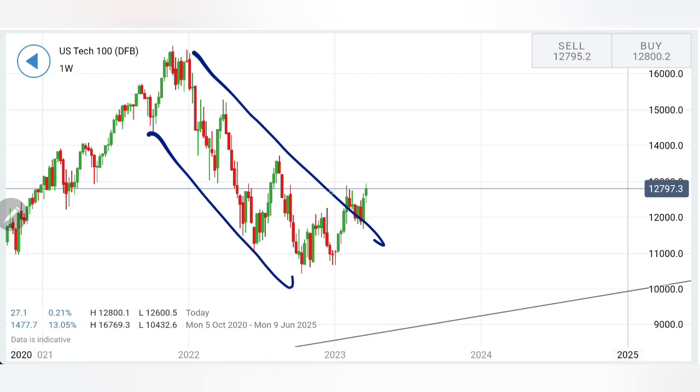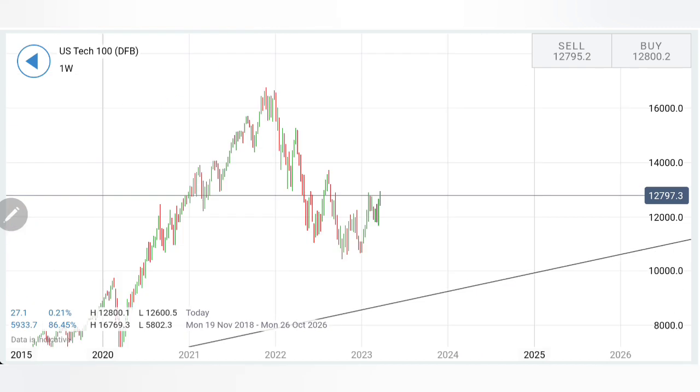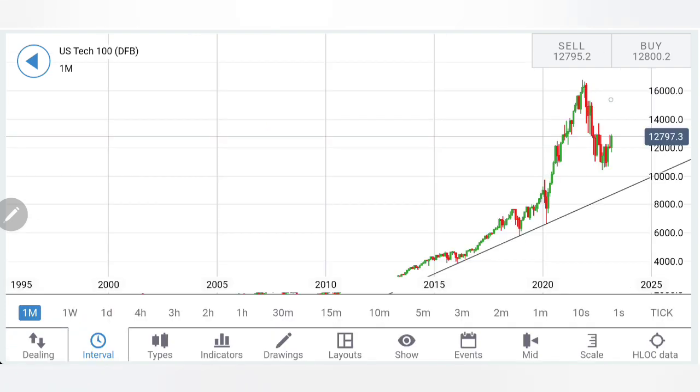Now look at the daily charts. This was the bearish channel. This is a breakout, and this may take it a little higher before it tries to retrace again on the downside. Now the weekly chart is done.